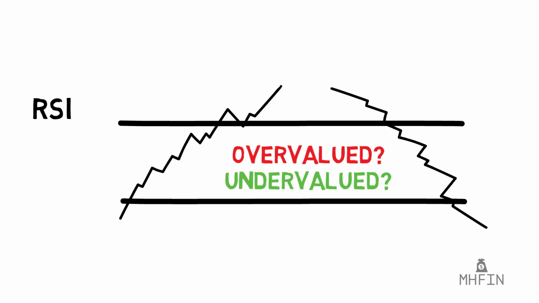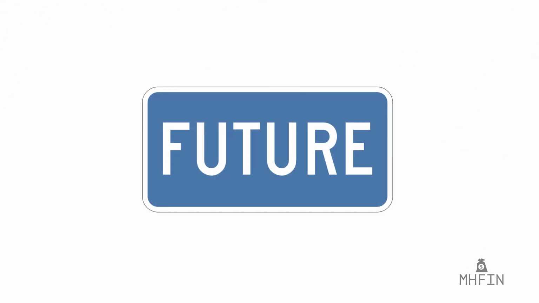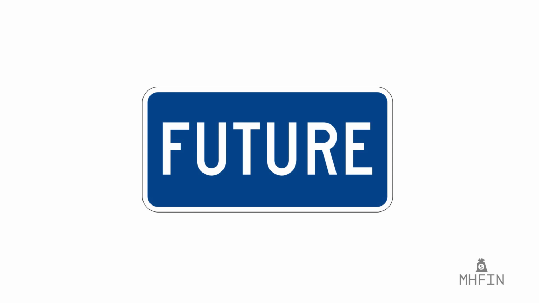If you're reading RSI based on the common traditional interpretations, any security that has an RSI value of above 70 is considered overvalued or overbought. On the other hand, if the RSI is under 30, it's considered oversold or undervalued, primed for a trend reversal up.